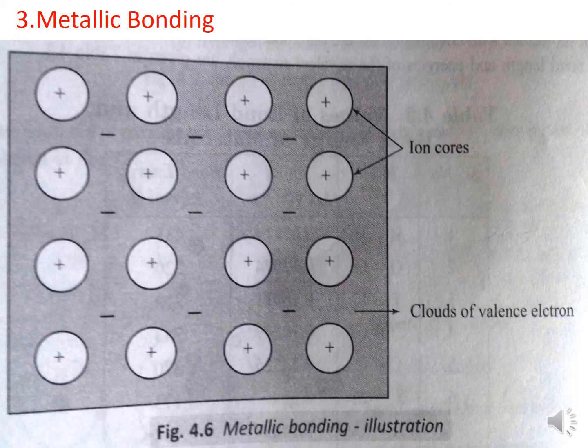Metallic bond. You know the metals have plenty of valence electrons, and those valence electrons come out of the atom and become free electrons. So metals contain plenty of free electrons and they are moving in the metal, and there is an electron cloud. The atoms of the metal, by losing the valence electrons, become positive ions. And naturally there is an attractive force between the positive metal ions and the electron cloud. And that leads to the metallic bonding.